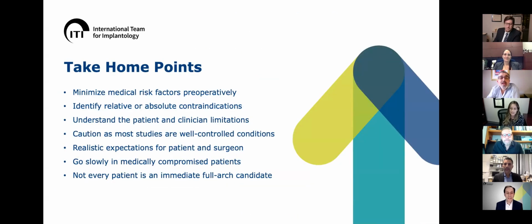Many patients that do have fixed prostheses nowadays will age and may have to switch to removable. Totally. So we have to think about that aspect as well.